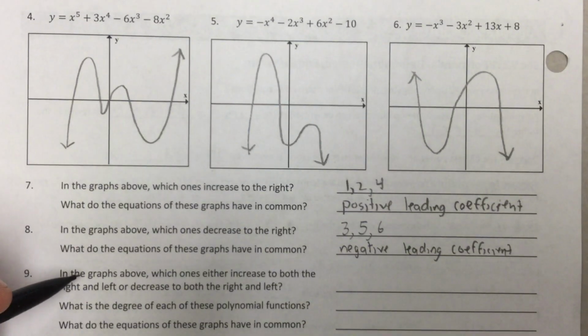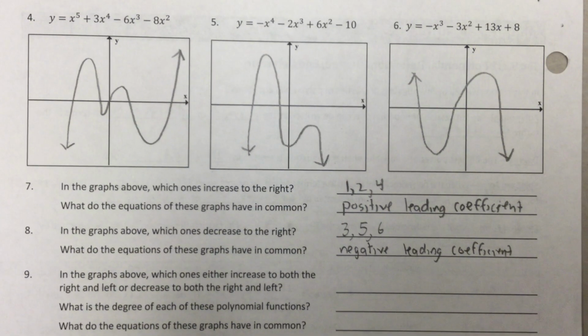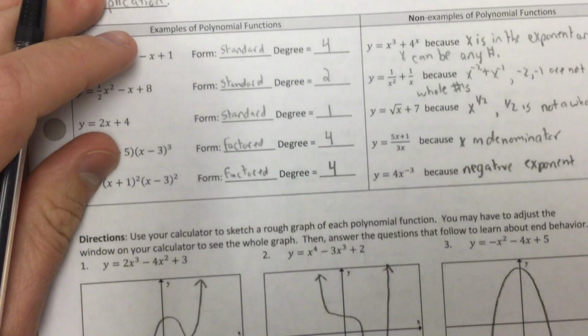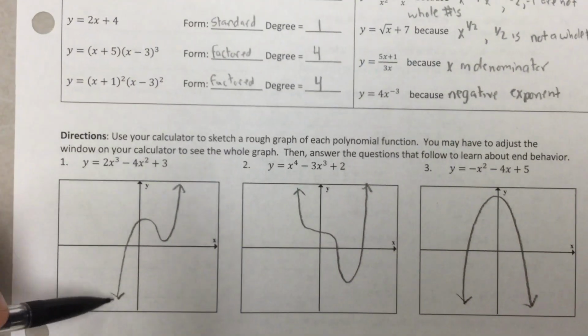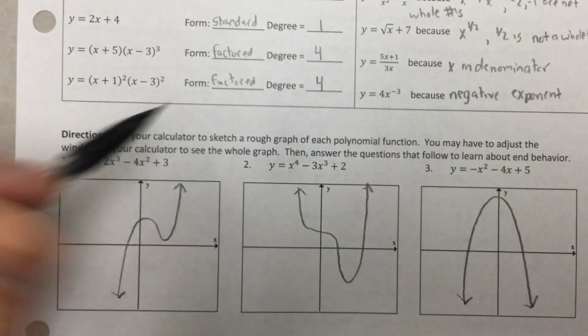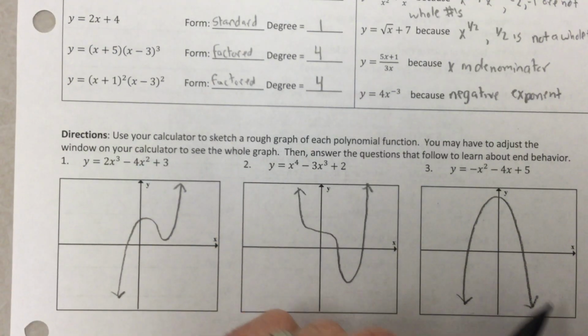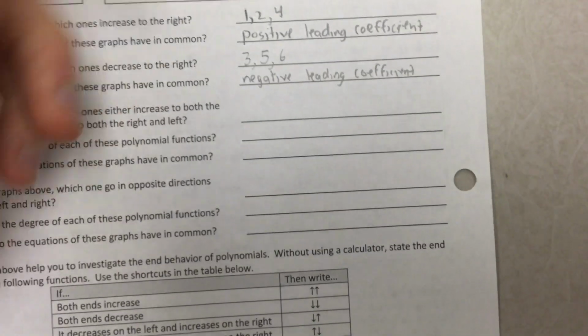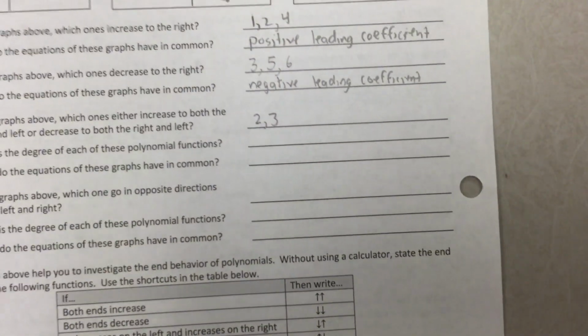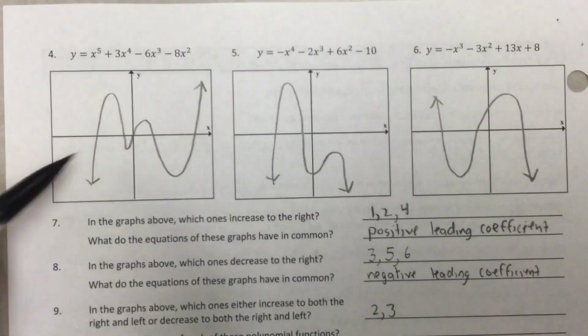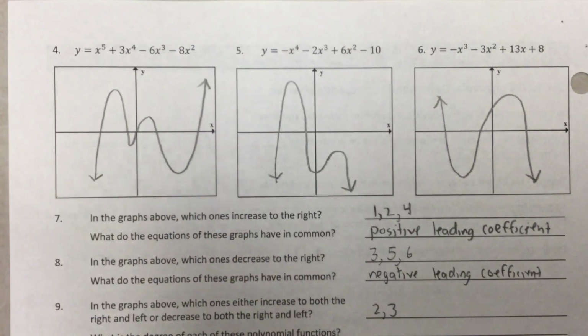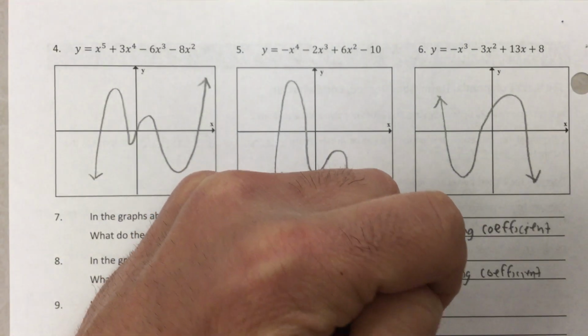All right, in the graphs above, which ones either increase in both directions, so increase to both the right and left, or decrease to both the left and the right? So they're going to be starting and ending in the same direction. Which ones start and end in the same direction? So notice for number 1, it's starting down and ending up. So that's different directions. So number 2 starts and ends in both the positives. Number 3 starts and ends in the negatives. So far we can say 2 and 3. And then number 5 starts and ends in the negative. So 2, 3, and 5.